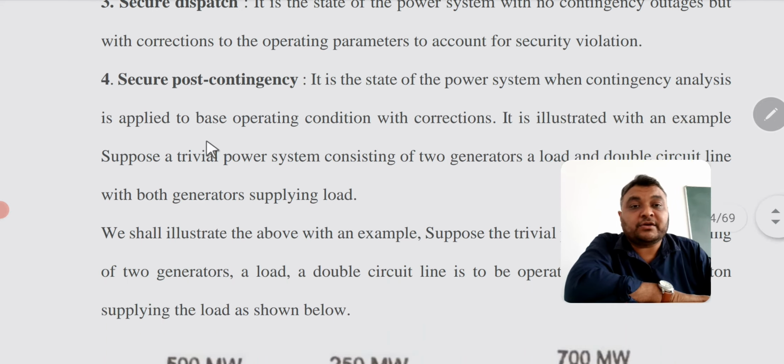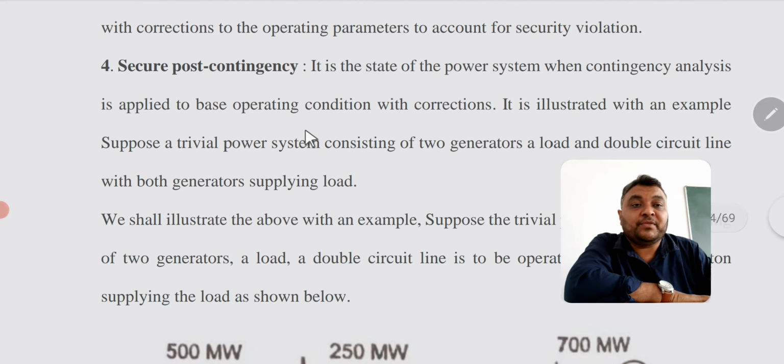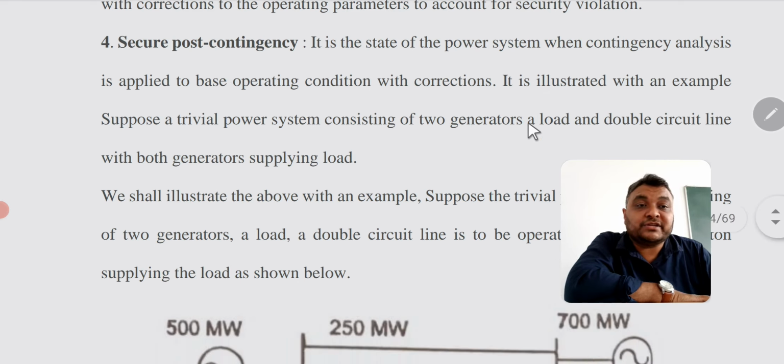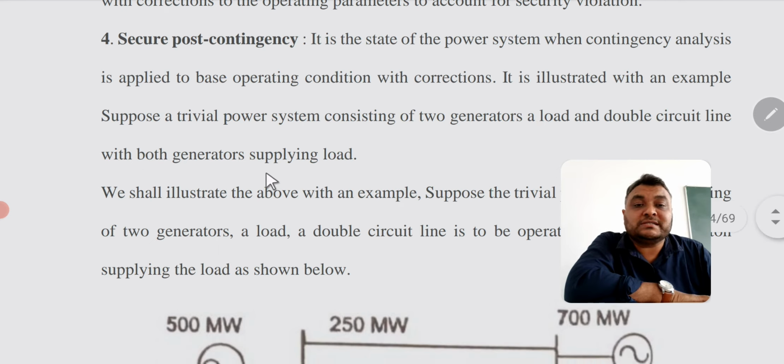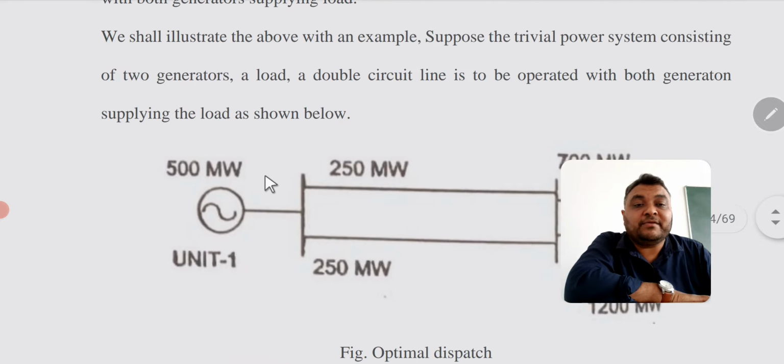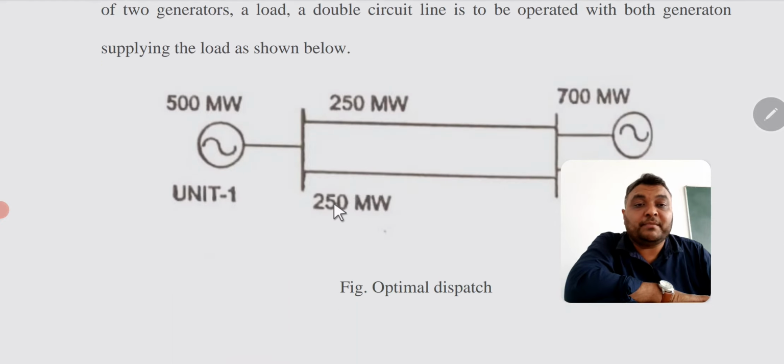For the secure post contingency, it is the state of the power system when contingency analysis is applied to the base operating condition with corrections, and it is illustrated with an example. All those situations are illustrated in the example. We will start with the first, the optimal dispatch.